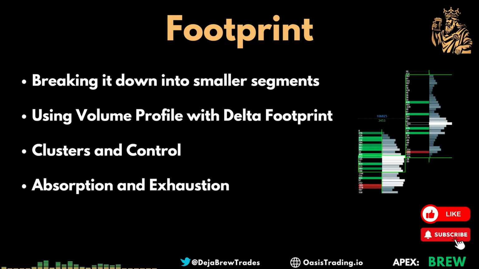We're going to talk about breaking the footprint down into clusters and who is in control of these clusters. You guys have heard me talk about this quite a bit during this entire series about controlling nodes. Who is in control? How do we know if the buyers are in control or the sellers are in control? We're going to talk about that in a little bit. And finally, with these clusters, with this footprint, there are two major patterns that we are going to look for: absorption and exhaustion. What do those mean and what do they tell us? How can we trade when we see these patterns coming in?